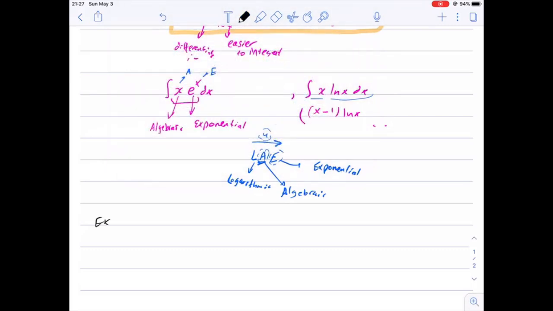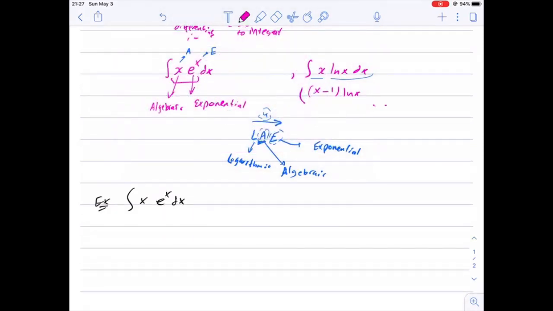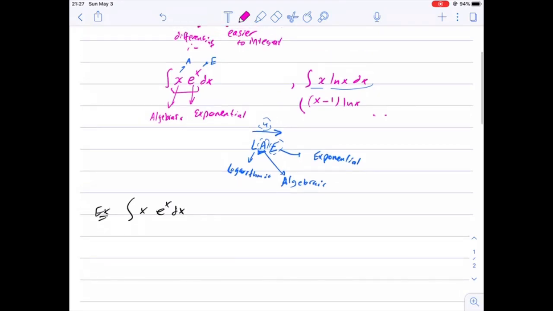So the first example was evaluate the integral x e to the x dx. Now here we have an algebraic and an exponential function, and according to this rule we see that exponential appeared at the end of this word, and the a appeared before exponential. That means a is u, or the algebraic function. u is the algebraic function, and the other part is dv.